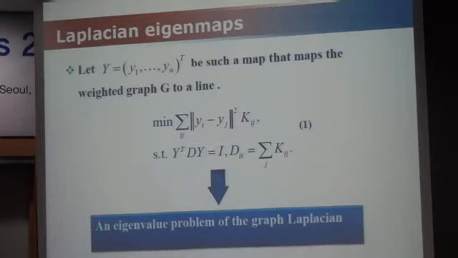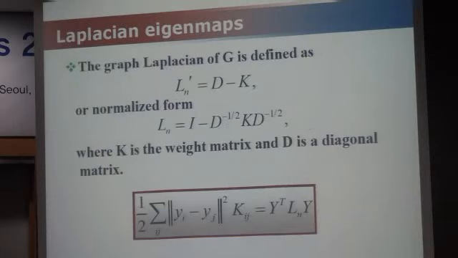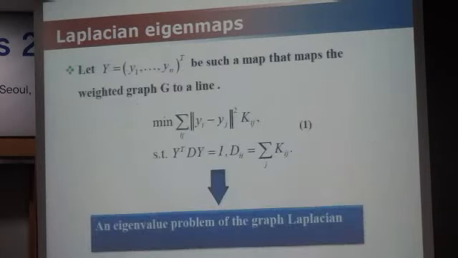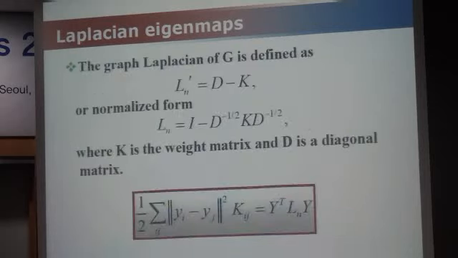Is D the diagonal matrix? These are only the diagonal entries. What are the off-diagonal entries? Oh, zero. So it's a diagonal matrix. So how to compute this? We use this simplification.